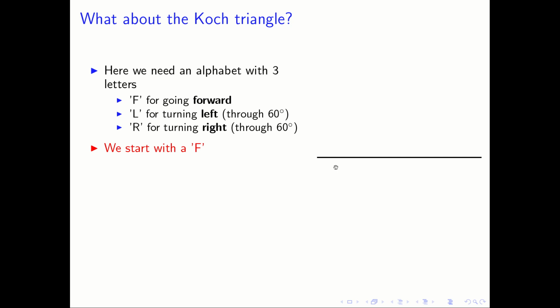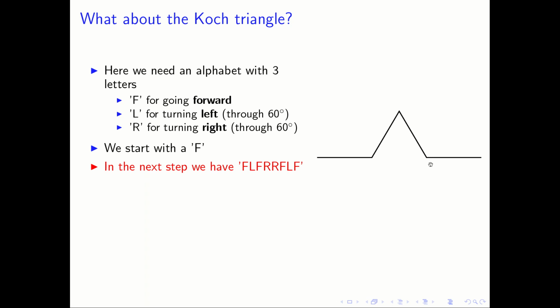Well, we start with the F. You just go forward all the way. The next stage, what do you do? You go forward by 1/3 the length, but you go forward. Then remember you're facing this way. So then you turn to the left through 60 degrees so that you now face this way. So FL. Then you go forward, FLF. Now you're facing this way. If you turn right through 60 degrees, you'll end up facing this way. You want to go down, so you turn right twice. FLFRR. Now you're facing this way.